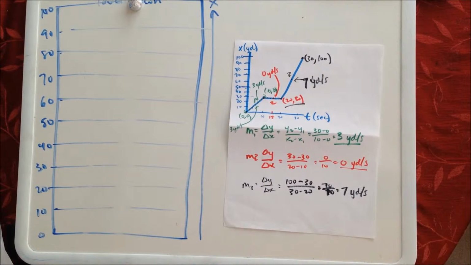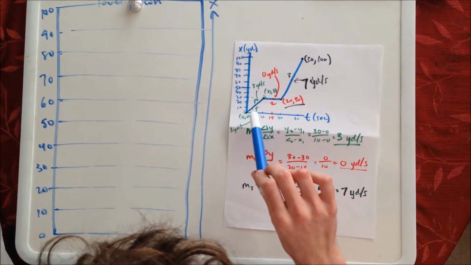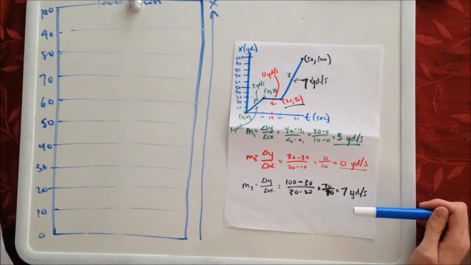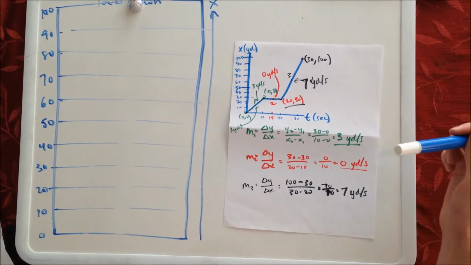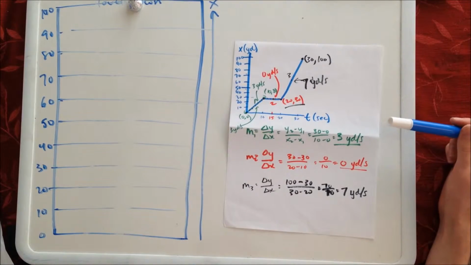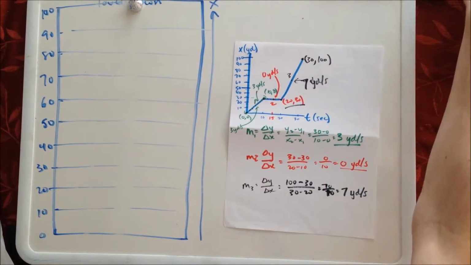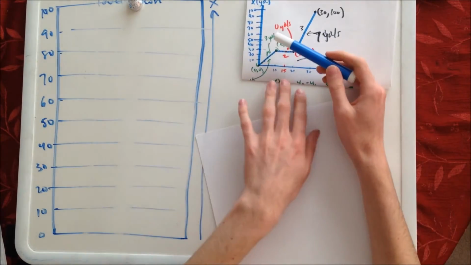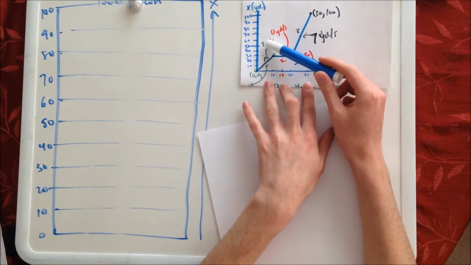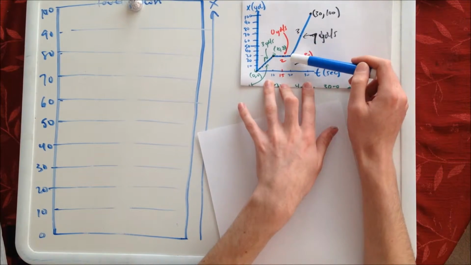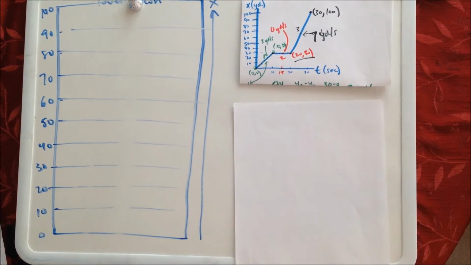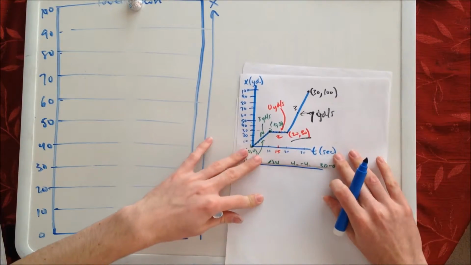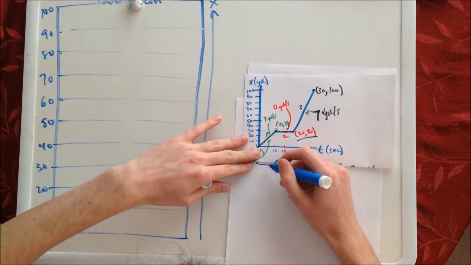So we just found how fast the robot is moving at different times. Now I'm going to graph that. So I'm going to make a graph of how fast the robot is moving at different times. I labeled this section 1 as 3 yards per second, this section 2 as 0 yards per second, this section 3 as 7 yards per second. And I'm going to graph those sections. So I'm going to kind of make it on the same scale as I did with this graph.